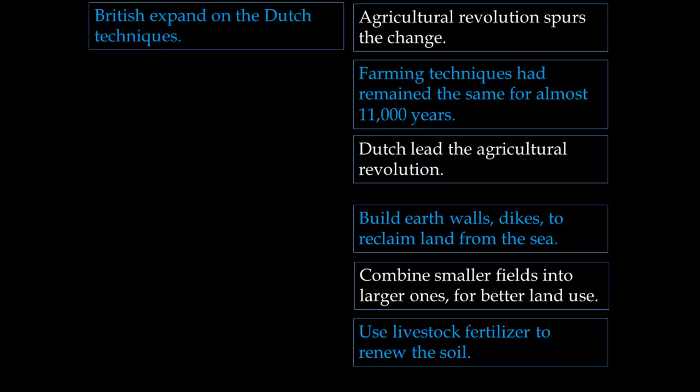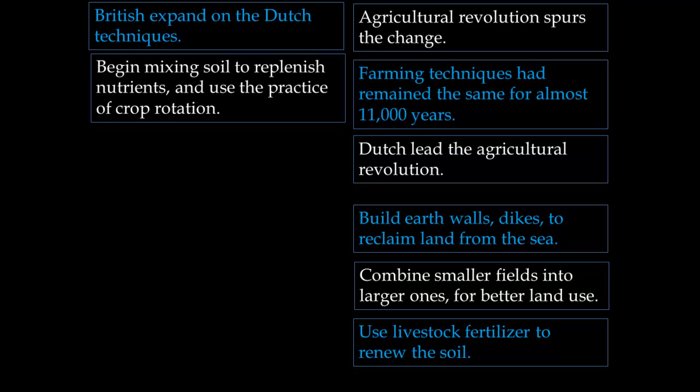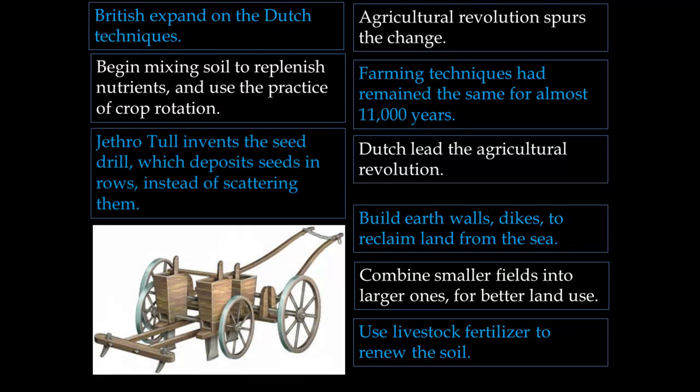The British are going to take these techniques and expand on them. They're going to continue experimenting with the soil. One of the things that happens when you grow crops on land is it takes nutrients out of the soil. So in order to put nutrients back in, they begin mixing soil and using the practice of crop rotation. Along with that, Jethro Tull invents the seed drill, this invention you see below. And what this does is it deposits seeds in rows instead of just scattering them all over the place. And why this is important is because it allows farmers to tend to their crops much easier and harvest much easier, which makes farming much more efficient.